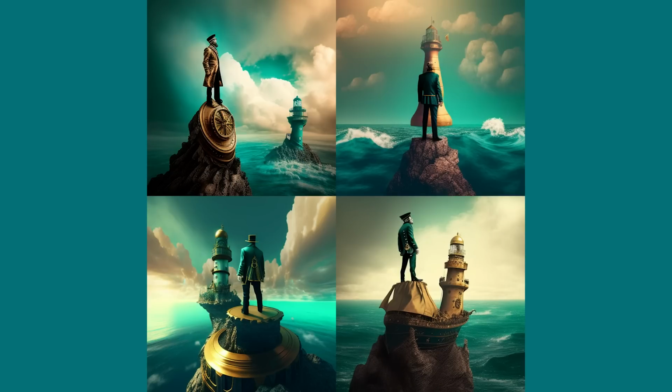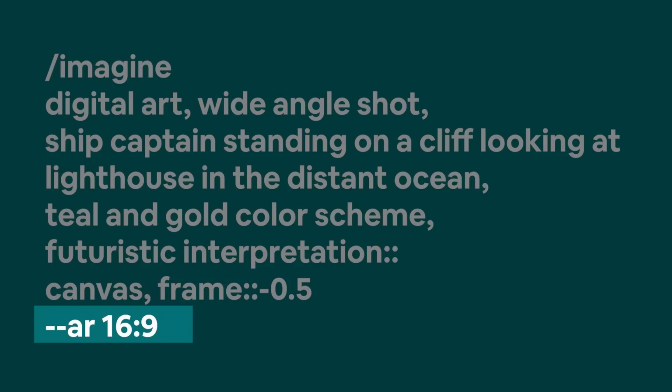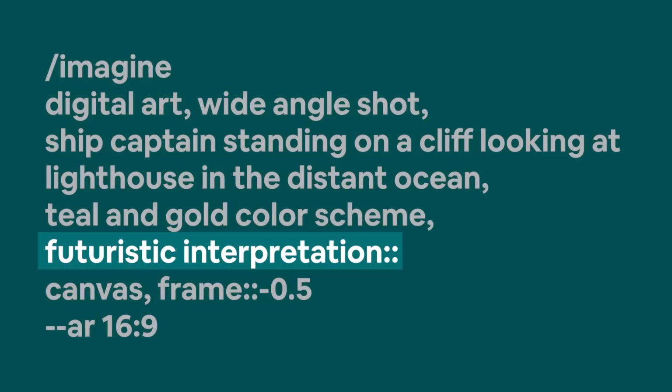Okay, cool. So this looks quite nice. The only problem is that we're now constrained by the dimensions of the image. So what I'm going to do is two things. First of all, I'm going to add the aspect ratio parameter at the end, and I'm going to add a 16:9 ratio. And the other thing is one slight adjustment to the first segment of the prompt, which is I want to have an image that's more like futuristic. So I'm going to add the word futuristic interpretation, and then we'll have a look at what that gives us.